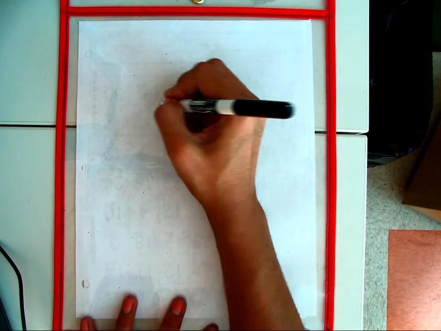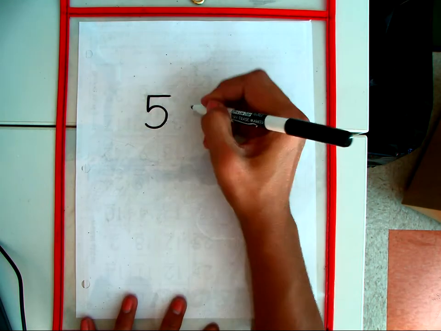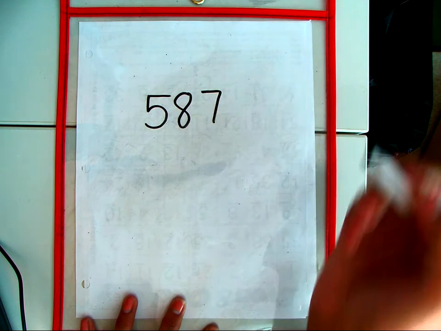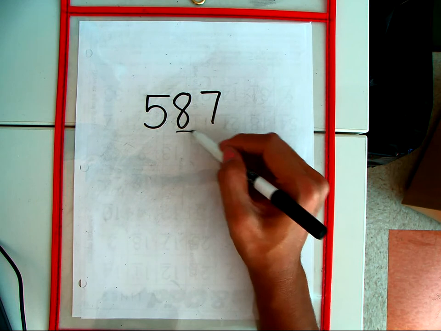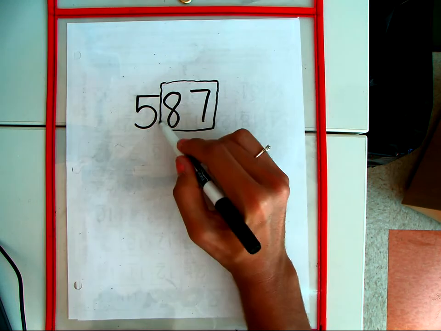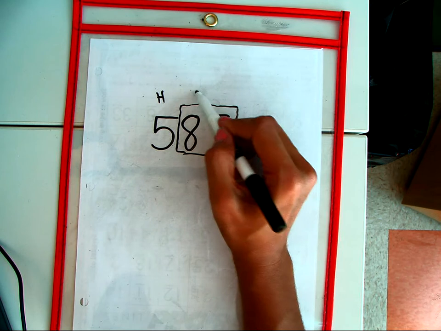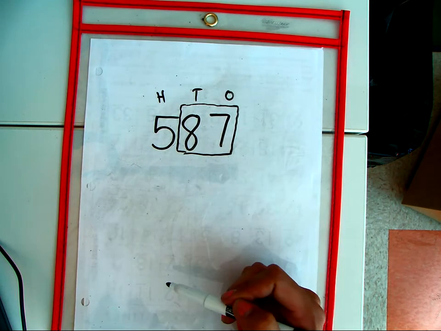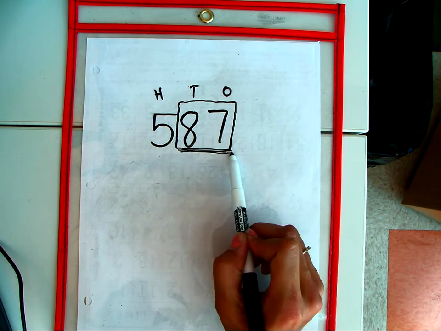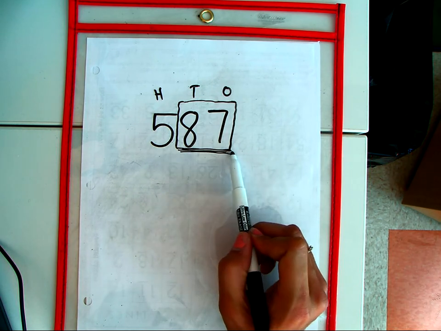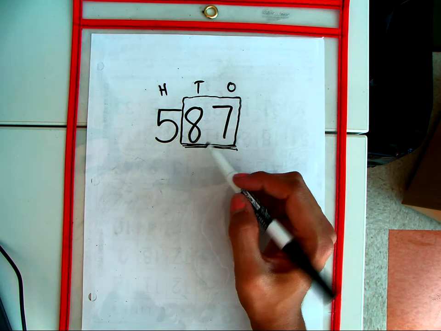Let's try a 3-digit number. I'm going to try 587. When we round a 3-digit number, I really just need to focus on the tens and the ones place. Here's the hundreds, the tens, and the ones. If I'm rounding to the nearest 10, I'm just trying to get to the closest multiple of 10. So I'm going to do pretty much the same thing that I just did with a 2-digit number.